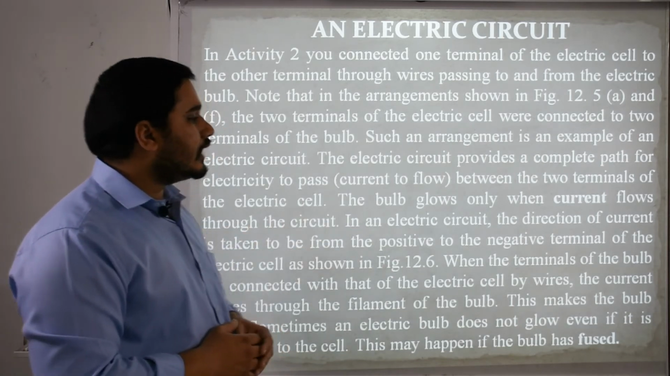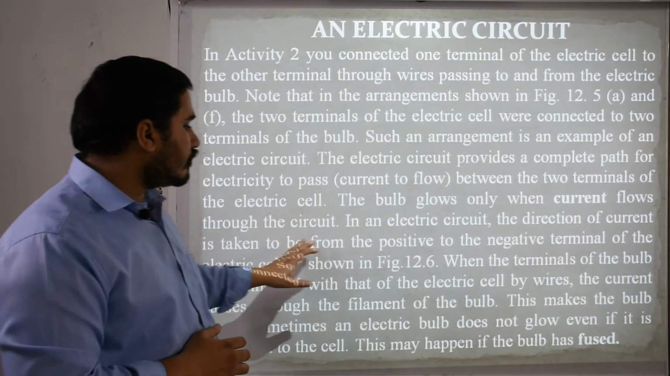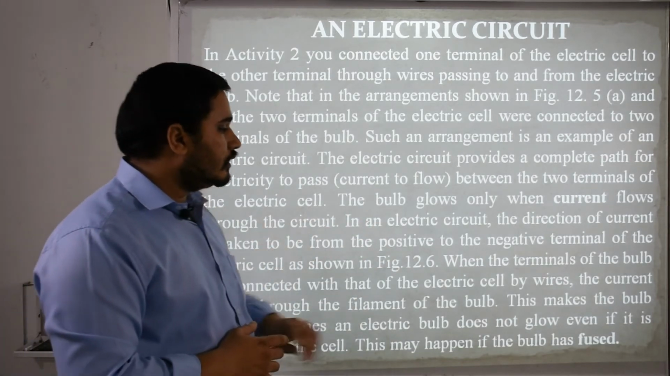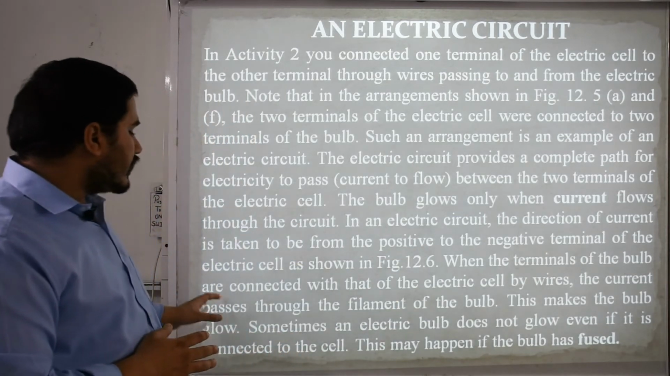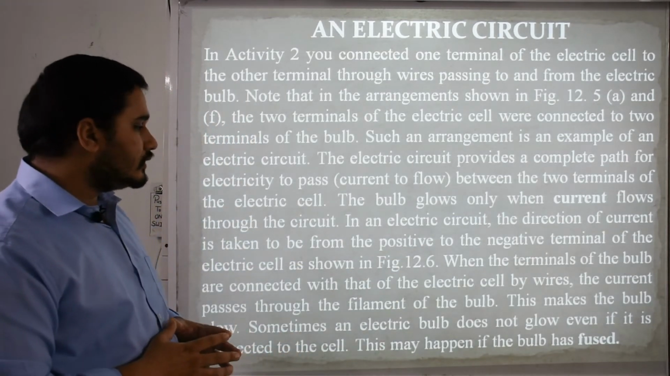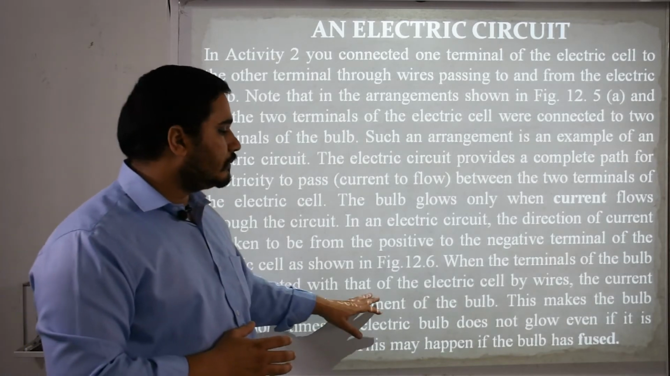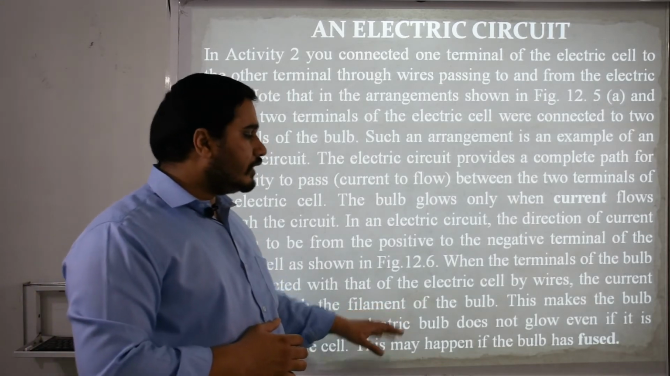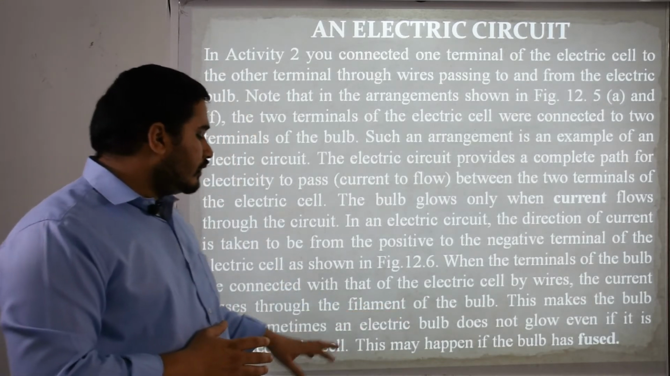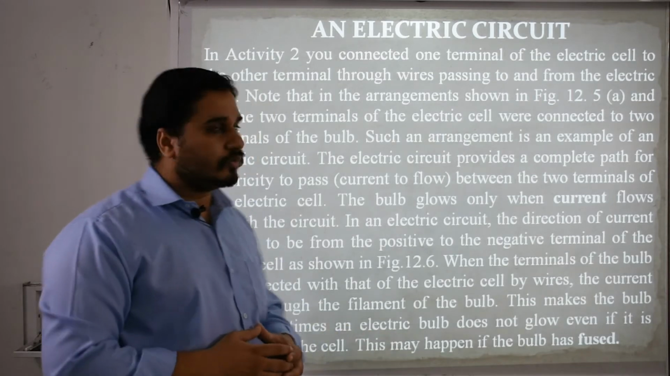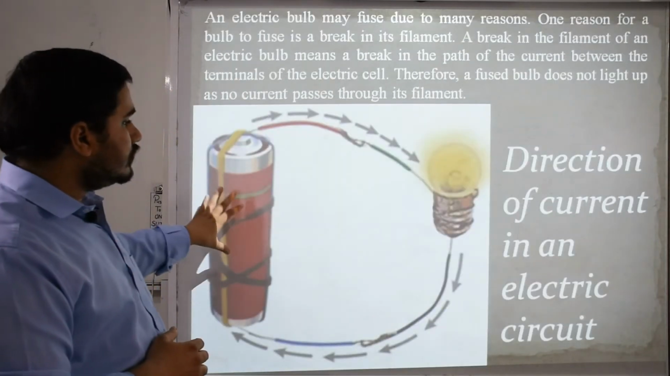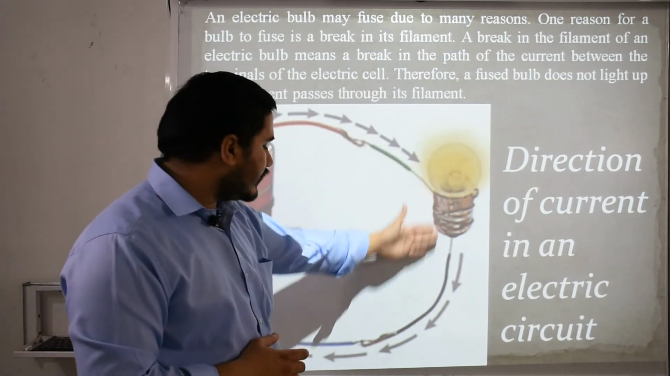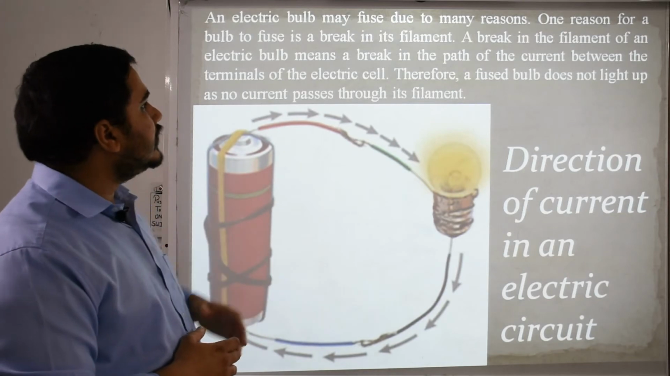In an electric circuit, the direction of current is taken to be from the positive to the negative terminal of the electrical cell, as shown in the figure. When the terminals of the bulb are connected to those of the electrical cell by wires, the current passes through the filament of the bulb. This makes the bulb glow. Sometimes an electrical bulb does not glow even if it is connected to the cell properly. This may happen if the bulb has fused. The direction of current in an electrical circuit is from the positive to the negative, so the whole circuit will be easily developed here.